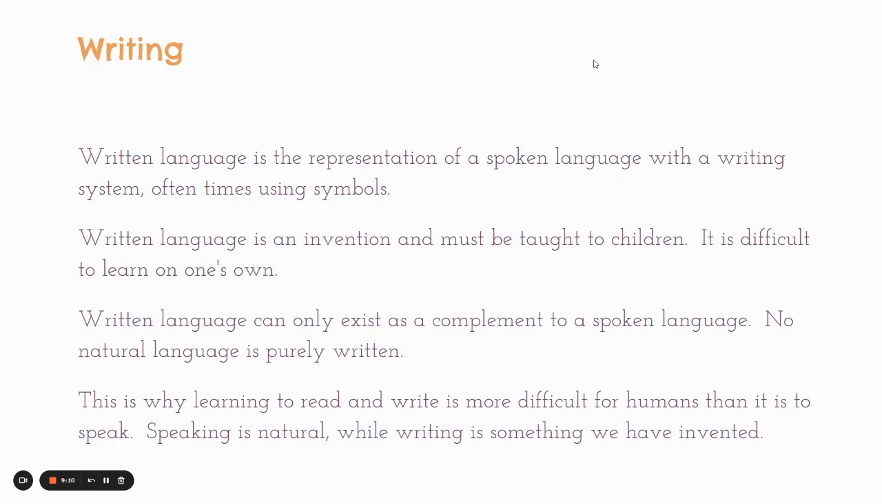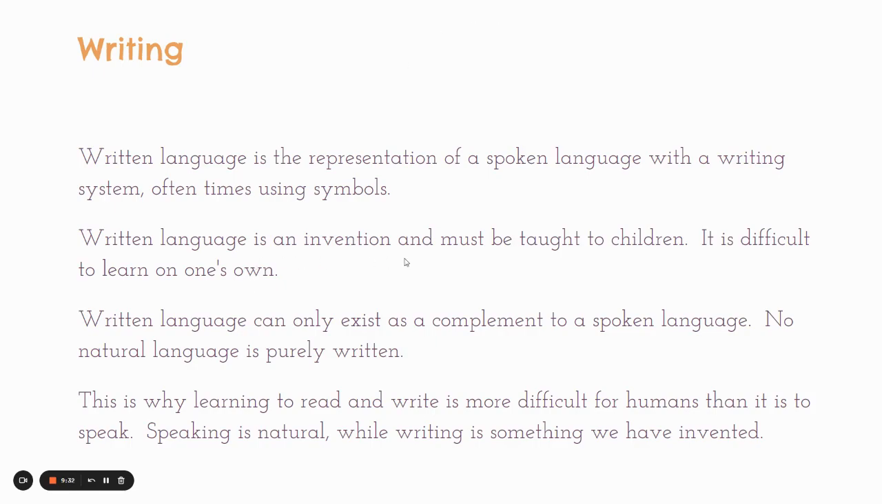Let's move over to the second type of language we're going to talk about today, which is written language. Written language is a representation of spoken language with some sort of writing system, which usually has some sort of symbols. When you go to school, you learn the alphabet, you learn how to make all your letters. Those are the symbols that we use now, but those symbols have changed over time.